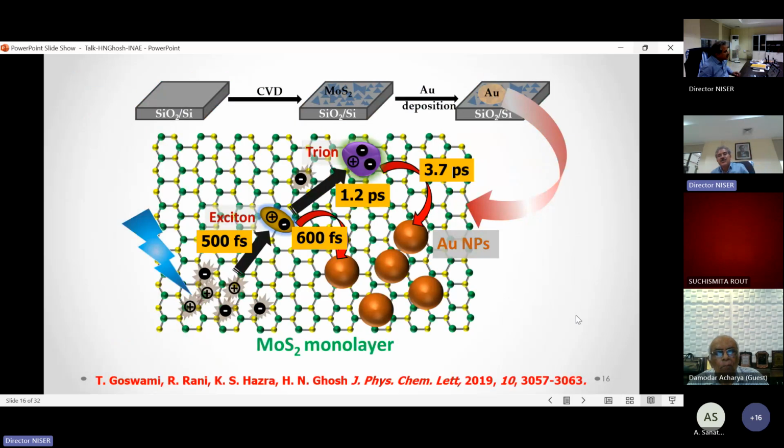So this is the TOC of our paper, which was published a couple of years ago. You excite MoS2, so you create free carriers, in 500 femtoseconds form exciton, and then the exciton takes another electron to form a trion. So the typical standard reactions are what we are talking about. But when you put gold, we found that the gold actually takes the majority of the free carriers. At the same time, it can dissociate the exciton and trions. Without gold, trion dissociation time is 600 femtosecond. But when you put gold, exciton dissociation is 600 and in presence of gold, the trion electron transfer is 3.7 picosecond.